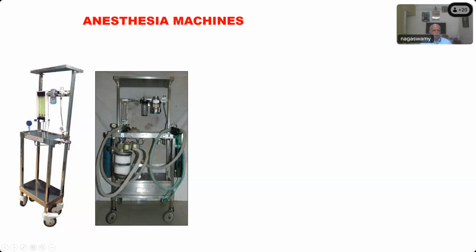Someone wanted history, so this is a historical picture. Copper kettle. This is a simple Boyle's bottle for ether. You can use mostly only ether in this. This is called the simple Boyle's bottle. Then this is a modern temperature compensated Tec vaporizer for halothane.